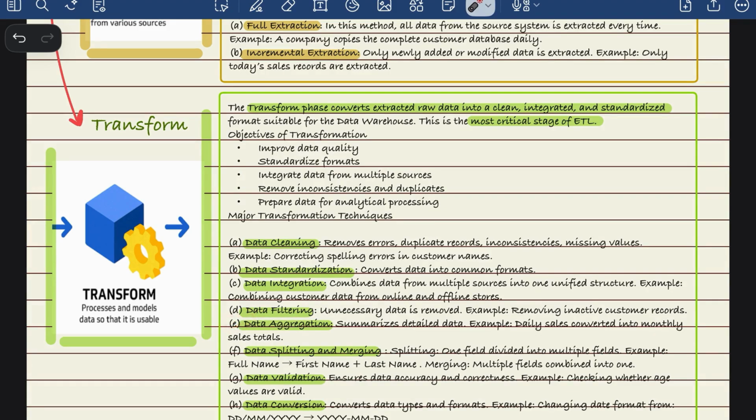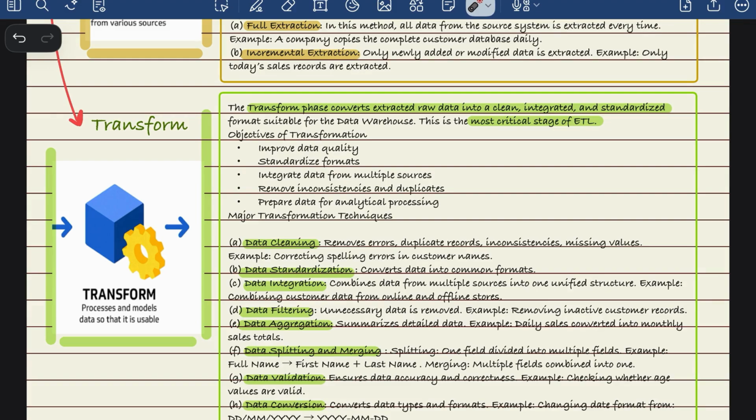Then comes data aggregation, where we are summarizing the data to save space. So instead of keeping 50,000 hourly receipts, we aggregate them into one clean total daily sales record, where we are summing it and just keeping that number. Then we also have data splitting and merging. In this, we are dividing fields. For example, there is a column called full name, and we divide it into first name and last name, or we merge separate address columns into a single line.